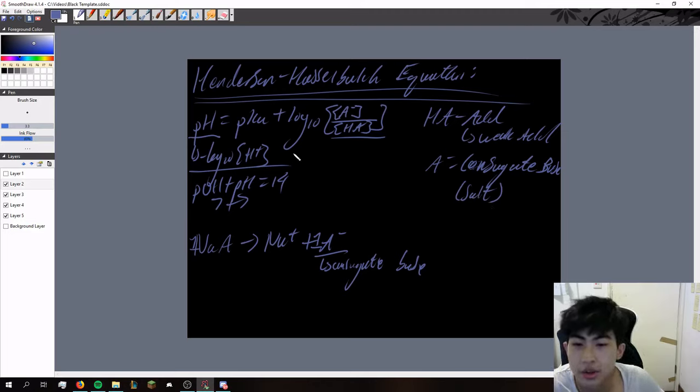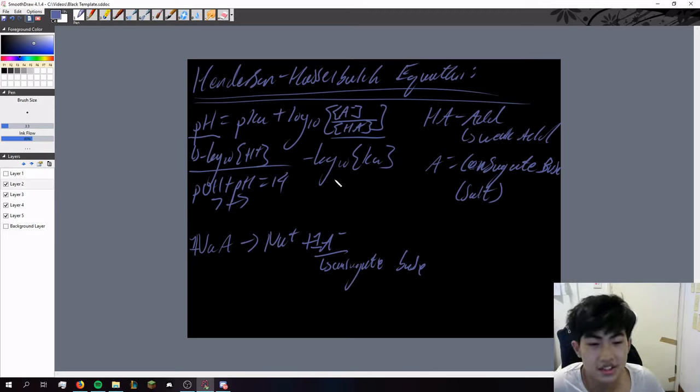So what's pKa? Well, we know p is just a header. It's just whatever comes after it in brackets for our negative log of base 10. So it's negative log base 10 of Ka. Now what's Ka? Ka is the dissociation equilibrium of our HA, our acid that we add. So this varies from acid to acid.